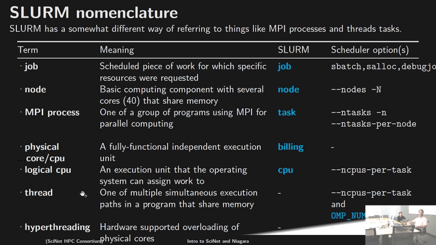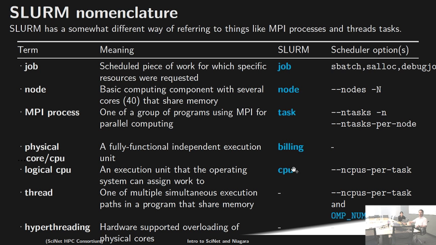Okay, let's jump to threads. If you have a threaded application, so an application that uses multiple cores on the same machine, that can be useful. Slurm doesn't really have a name for that. It doesn't really know what to do with that, but it counts number of CPUs.